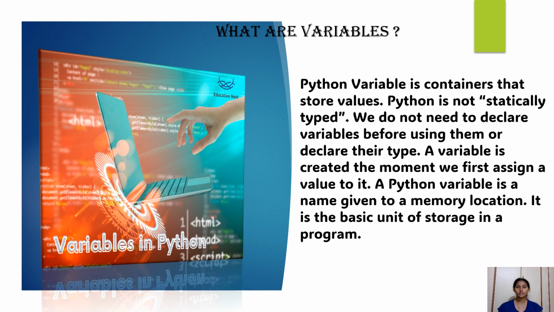A Python variable is a name given to a memory location. It is a basic unit of storage in a program. So they are basically called variables.